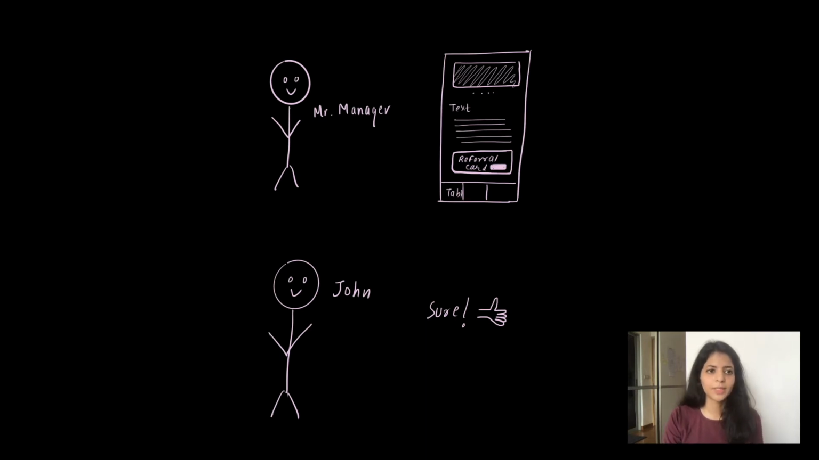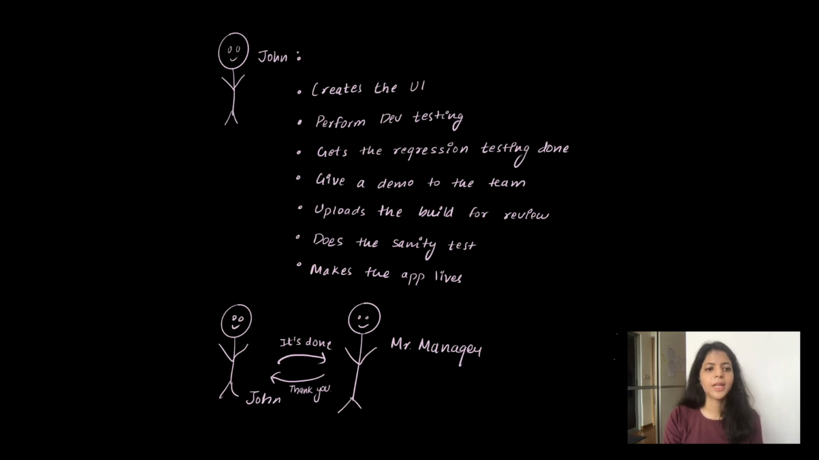So one day, Mr. Manager comes to John and gives a requirement of adding a referral card in their application. As per the discussion, John has to add a new referral card just after the text view. John clarifies all the requirements and gives an estimated delivery date. After that, John picks up the task. He creates the UI, performs the dev testing, does the regression test, and gives a demo to the team. He uploads the build to the App Store for review, does the sanity test, and then makes the app live and informs the manager that it's in production now.